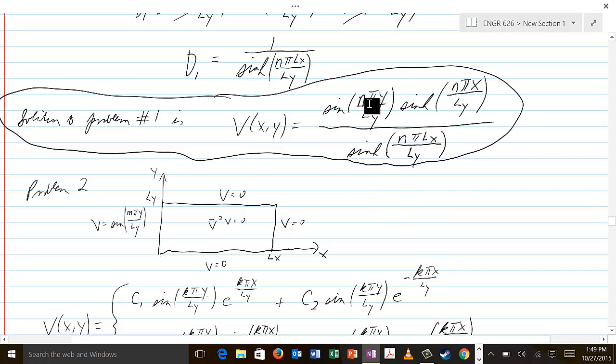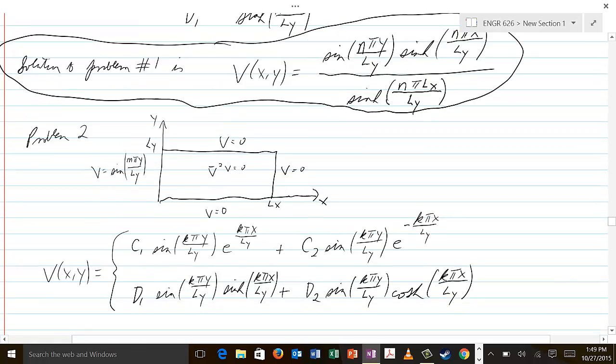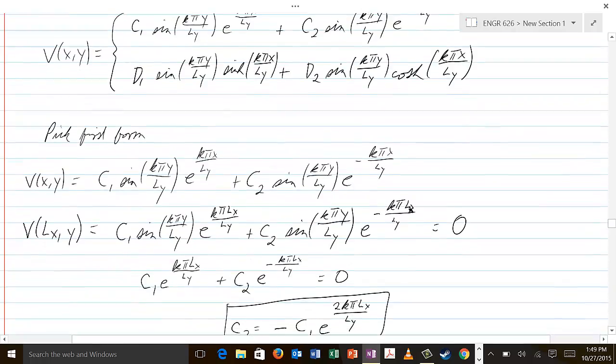And so, in order to satisfy the boundary condition at the left-hand side, which is that v along the left-hand boundary is sine of n pi y over Ly, we can satisfy that by choosing d1 to be 1 over sinh of n pi Lx over Ly. But then we also have to satisfy the boundary condition on the right-hand side, and that's discussed right here.